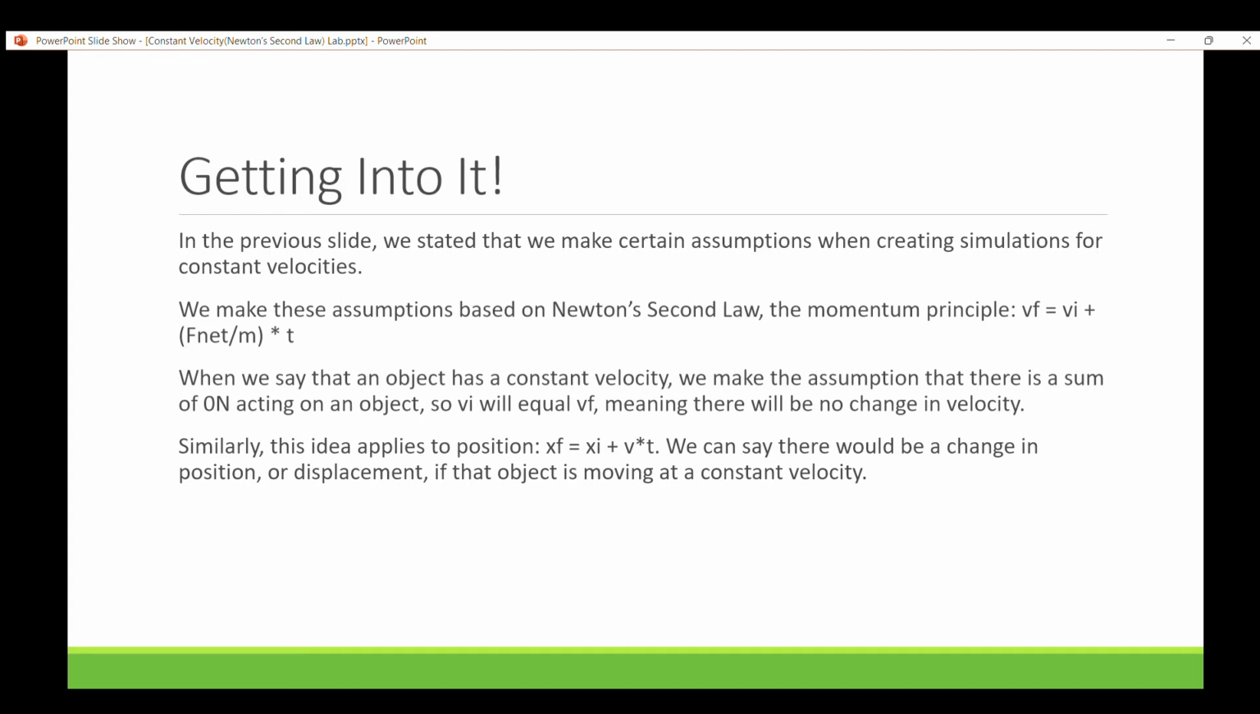Similarly, we can do something similar to position. We can say that final position is going to equal initial position plus velocity times time. Here we can say that for there to be a change in displacement or position, an object must move at a constant velocity.